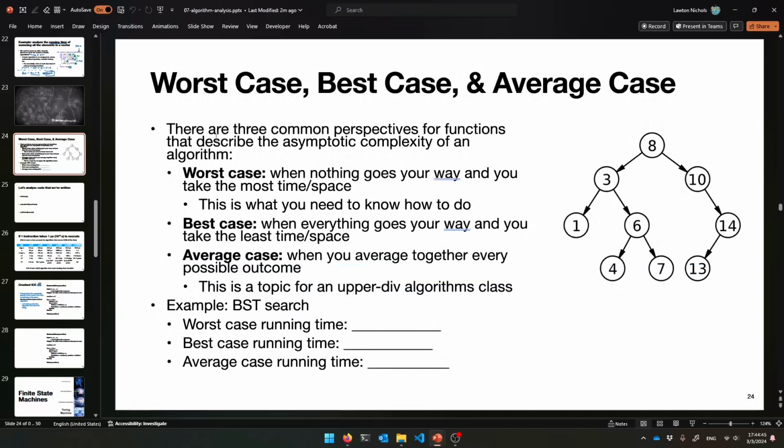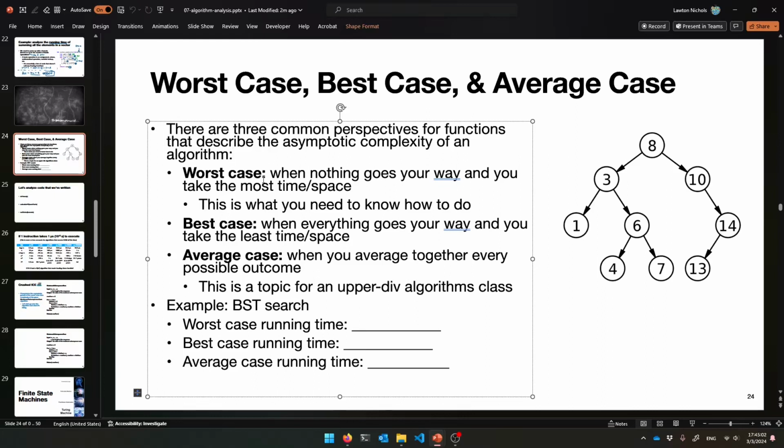So we know how to analyze stuff now. Let's talk about the different kinds of analyses we might want to do. There are three lenses that we potentially look through when we're talking about something's asymptotic complexity.